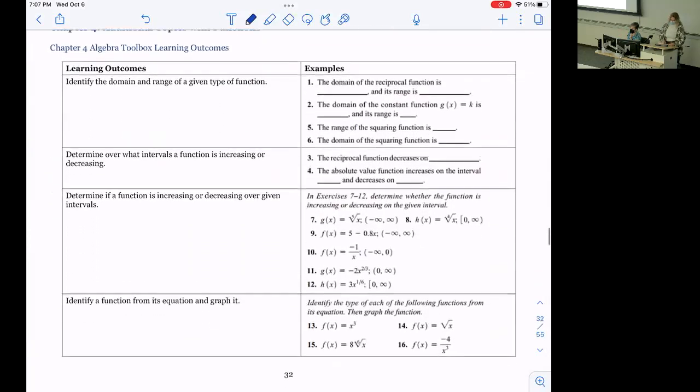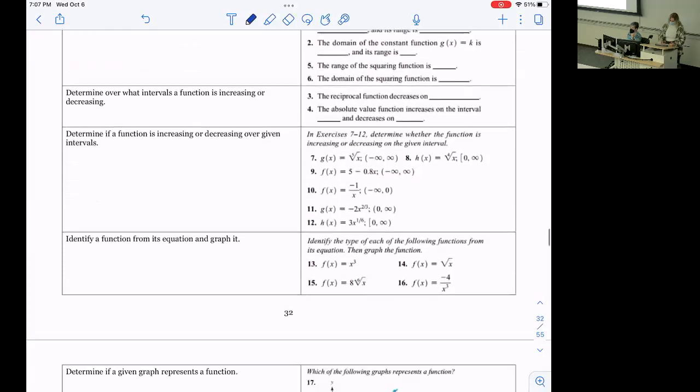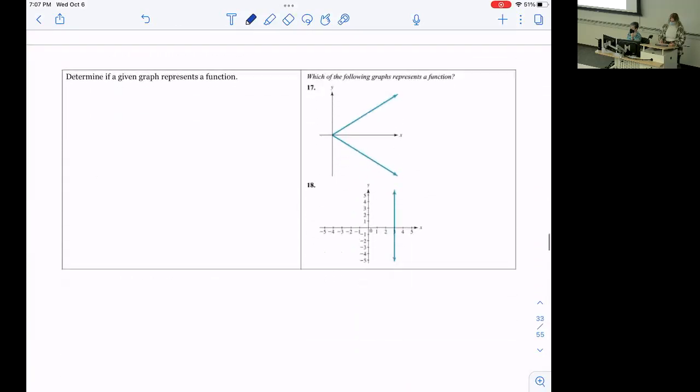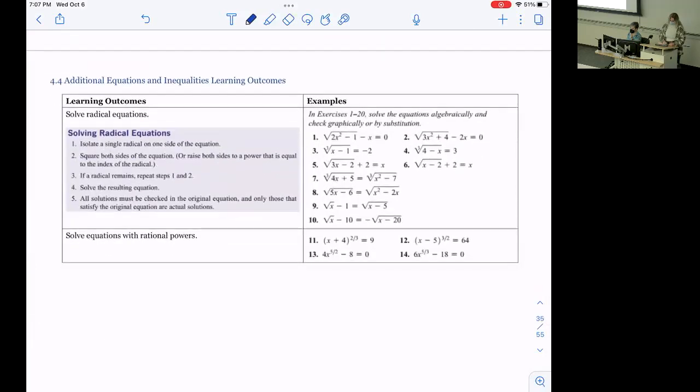All right, so this is the chapter 4 algebra toolbox. We're not going to go over that, but if you have questions on it, make sure you get the questions answered before you tackle the new stuff. So let's go ahead and skip to section 4.4. That was the one section covered out of chapter 4. The first learning outcome was solving radical equations. And then the next one was solving equations with rational powers. Do we have any questions over problems 1 through 14?